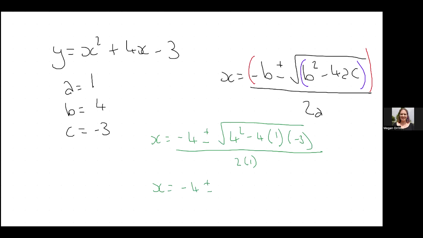4 squared is 16, right? And then that is plus 12, and that is all over 2. That's what I'm going to type into my calculator, right? So I don't have to type in all the confusing things, which might make it easier because you're screwing up your brackets. But we really do need to practice typing things in and making sure that we understand the brackets properly.